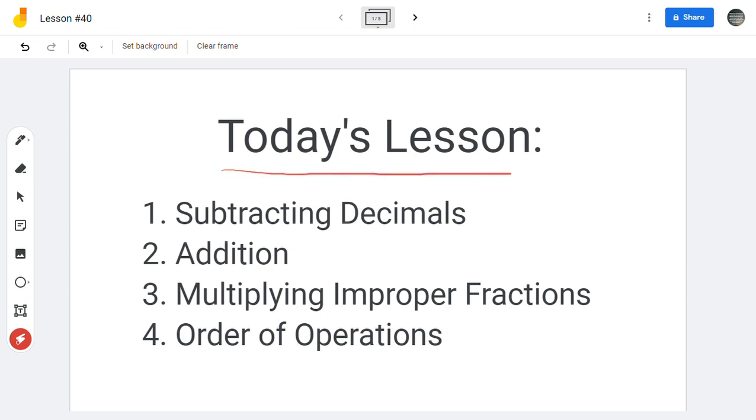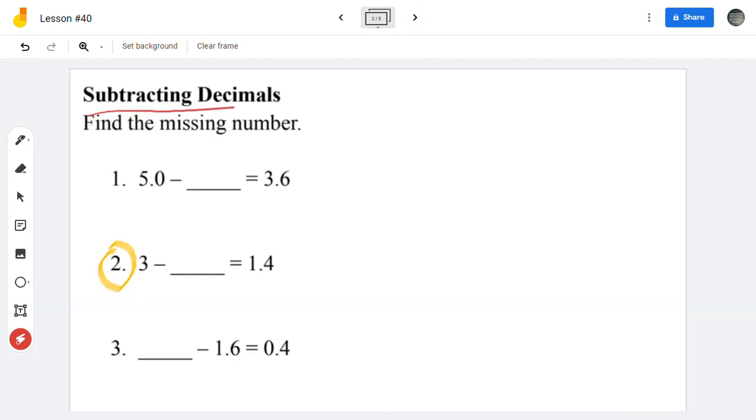Hello fifth graders, today we're going to go over how to subtract decimals, how to add, how to multiply improper fractions, and how to do order of operations. The first section we're going to go over is how to subtract decimals, and we're going to find a missing number for number 2. So it says 3 minus blank, which is our missing number, equals 1.4.